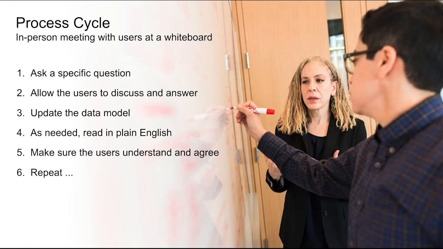Over and over, we will follow these high-level steps. We ask a specific question. We allow the users to discuss and answer the question. We make an update to the data model based on their answers. Then, as needed, we read back the change to the model to the users in plain English, and then we can make sure that the users understand and agree with the data model as it is. And we can then repeat as long as time and budget will allow. You haven't seen the details yet, but I want you to understand that this is the process framework that will apply to everything we do in this course.